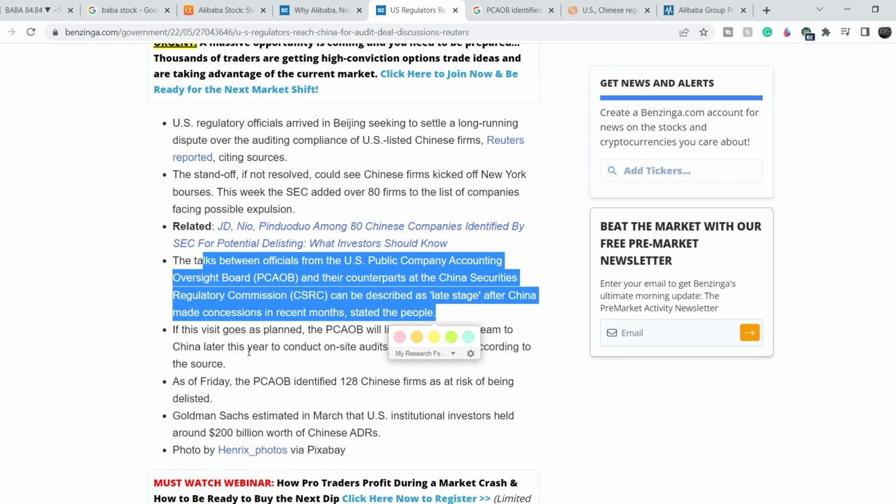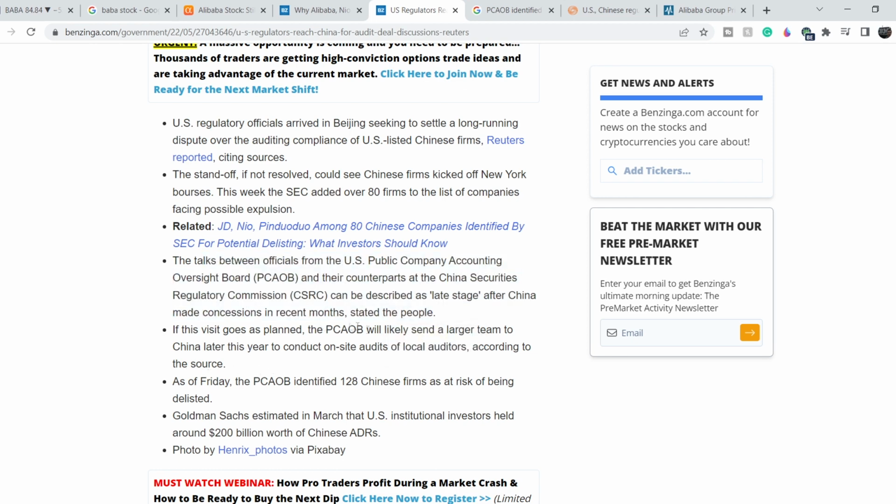If this visit goes as planned, the PCAOB will likely send a larger team to China later this year to conduct on-site audits of local auditors, according to the source. As of Friday, the PCAOB identified 128 Chinese firms as at risk of being delisted. And definitely, if everything goes as planned, we might see the resolution of this conflict in a matter of just the next several months.